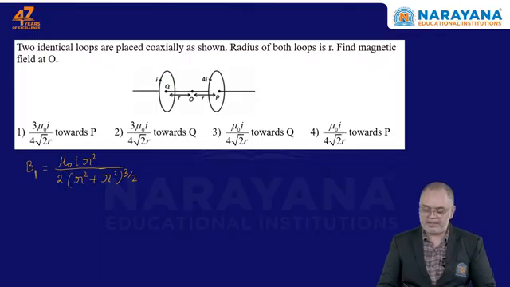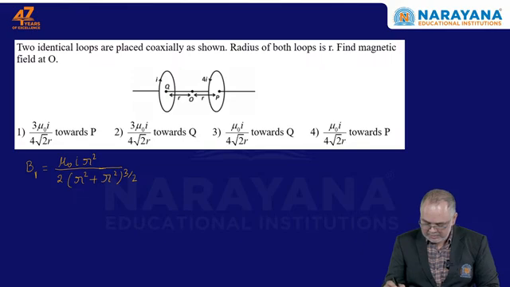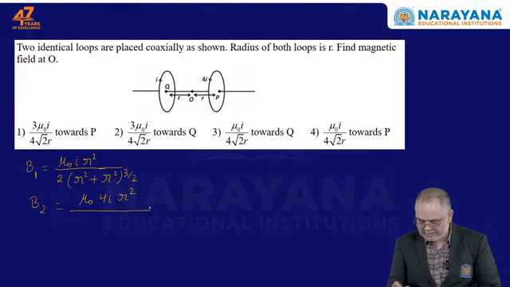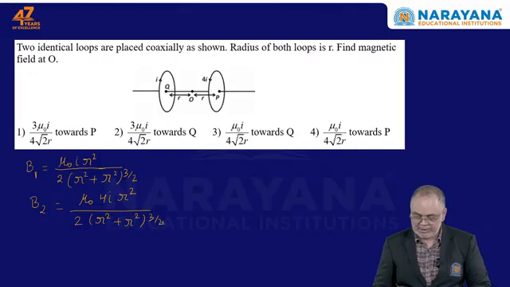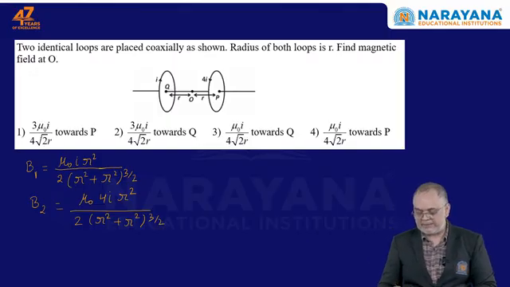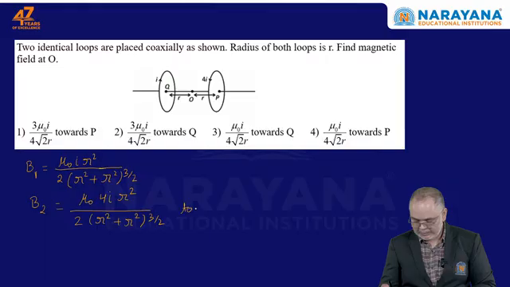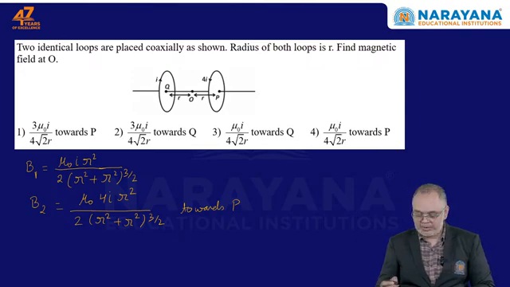So I am considering this field is B1. Now B2. Here only the current value will change, mu naught into 4i r square divided by 2 (r square plus r square) to the power 3 by 2. Now if you see the direction of field, because of 4i current, that is towards P, and because of current I, the magnetic field at point O direction is towards Q.